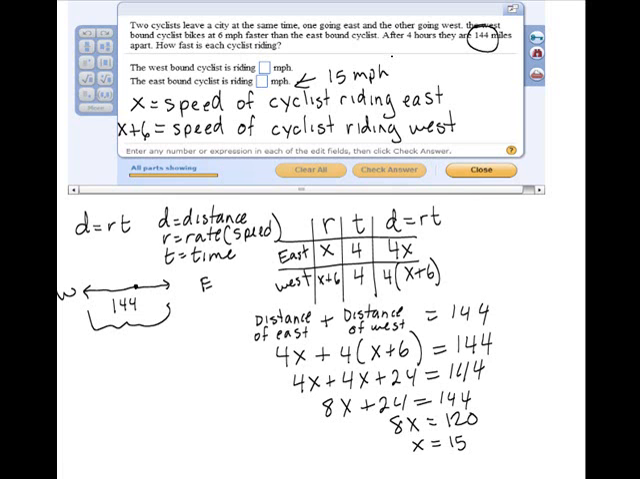How do you find the west? Well, we know that the west was equal to x plus 6. So we take that 15 and we add 6, and we get 21. So the answer to the one riding west is 21 miles per hour. That is how you solve this word problem.